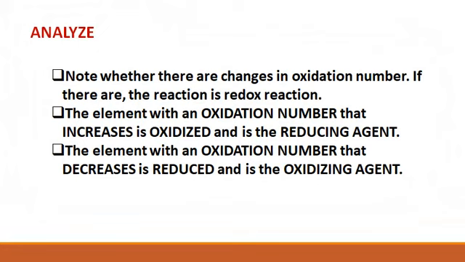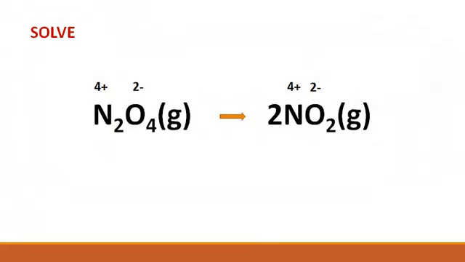Plan a problem-solving strategy. Use the rules to assign oxidation numbers to each element. Note whether there are any changes in oxidation number. If there are, the reaction is a redox reaction. The element with an oxidation number that increases is oxidized and is the reducing agent. The element with an oxidation number that decreases is reduced and is the oxidizing agent. The second step is to solve. Apply the problem-solving strategy. Let us answer number 1.